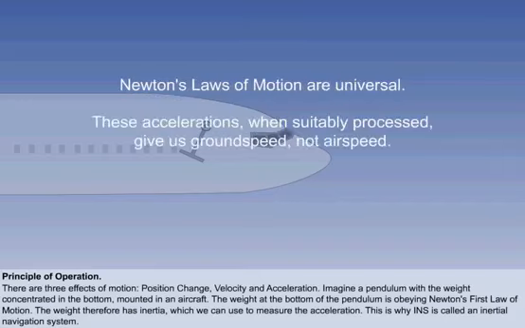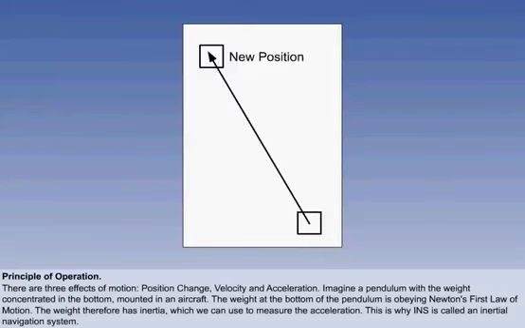The measuring device is called an accelerometer, and the acceleration it measures is with respect to inertial space, not local gravity. Newton's laws of motion are universal, not Earth-orientated. The measurement of acceleration would work even if gravity were not present. In fact, inertial navigation is used for spacecraft. Therefore, the acceleration, when suitably processed, gives a measurement of ground speed, not airspeed. By knowing where we were when we started and adding up how far we have gone, we can work out where we are now, rather like the odometer of a car.